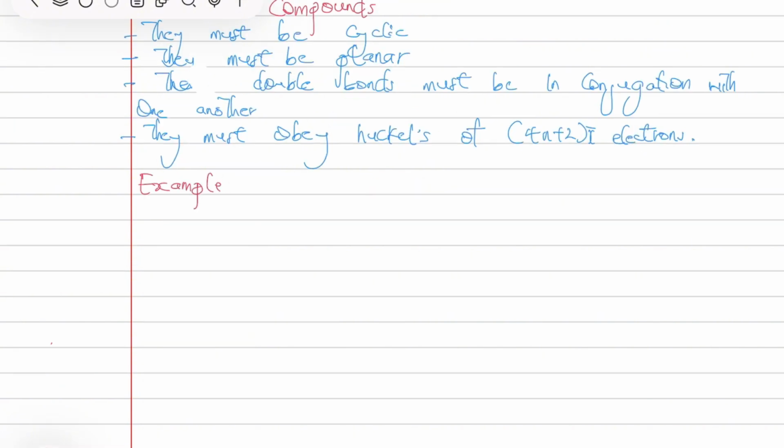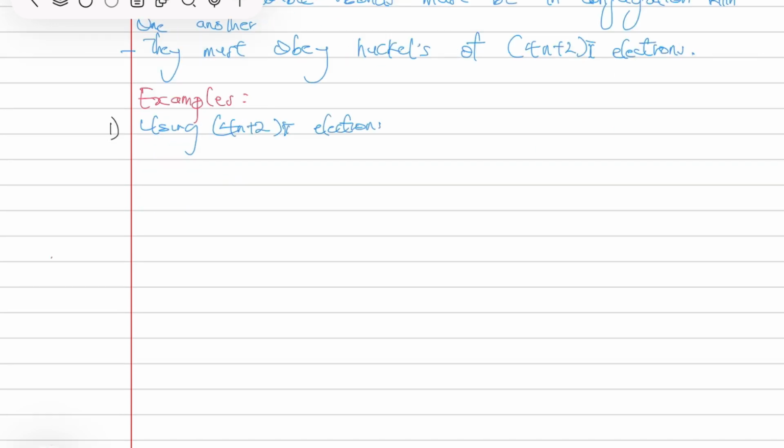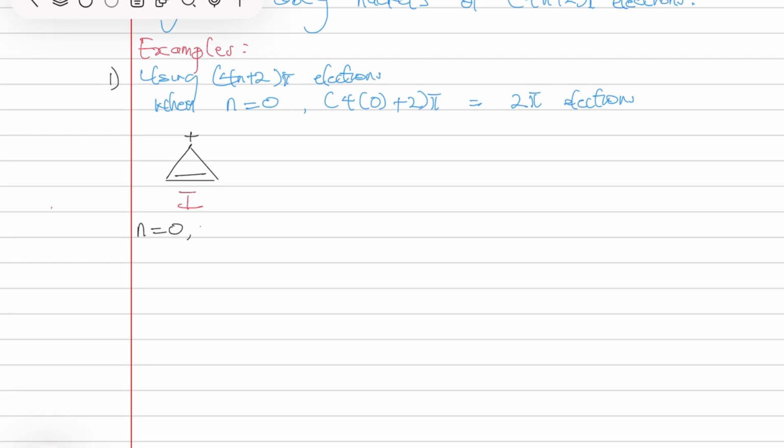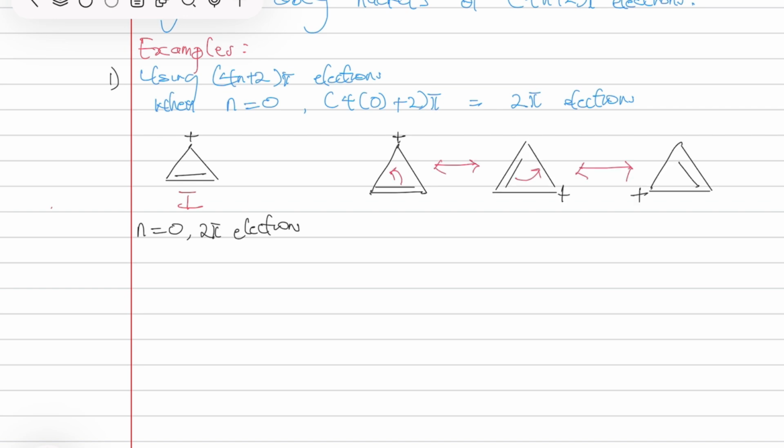Let us consider some examples. Using Huckel's rule of 4n plus 2 pi electrons, when n is equal to 0, we substitute 0 in the Huckel's equation, and we have the number of pi electrons to be 2. When n is equal to 0, we have structure 1, which has a total number of 2 pi electrons. This is the resonance structure of structure 1, which shows that the positive ion in structure 1 made the double bonds to be in conjugation with one another.